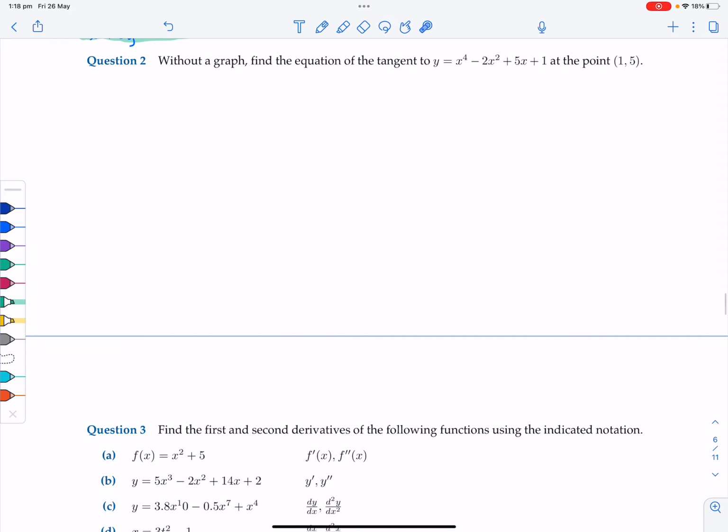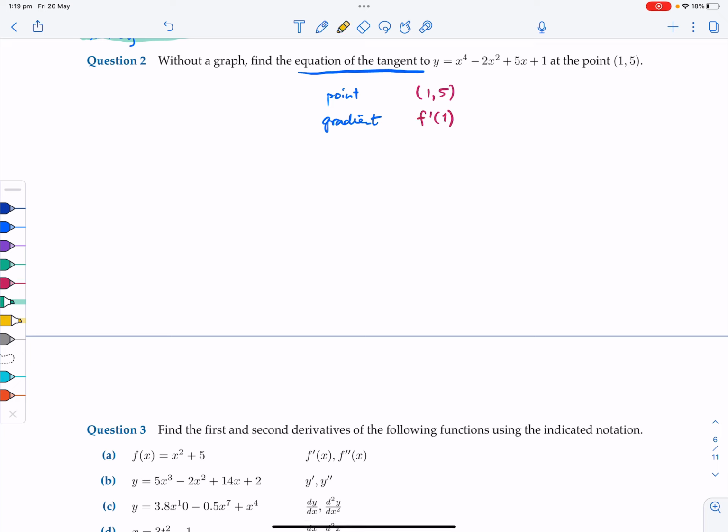Okay, question 2. Without a graph, find the equation of the tangent to that at the point 1, 5. So we don't have a graph, we don't need a graph, right? The equation of the tangent, we need a point and we need a gradient. Okay, the point is given, 1, 5, and the gradient is f dash of 1, right?